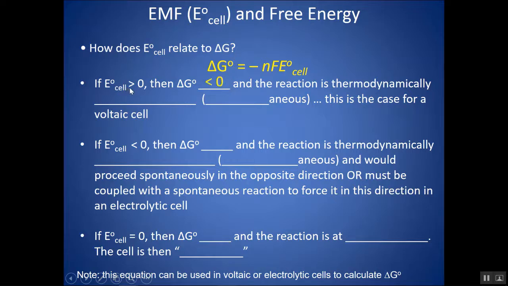We said if E of the cell is positive, delta G will be negative according to this equation. It will be thermodynamically favorable or spontaneous, and that's always going to be the case for a voltaic cell. If E of the cell is a negative number, then delta G would be positive, and the reaction would be thermodynamically unfavorable or non-spontaneous, and it would actually go in the opposite direction. Or it would have to be coupled with something that's spontaneous to force it to happen. This would not be a voltaic cell. If E of the cell is 0, then delta G would also be 0, and the reaction would be at equilibrium, and technically, if this was a battery, that means it would be dead.